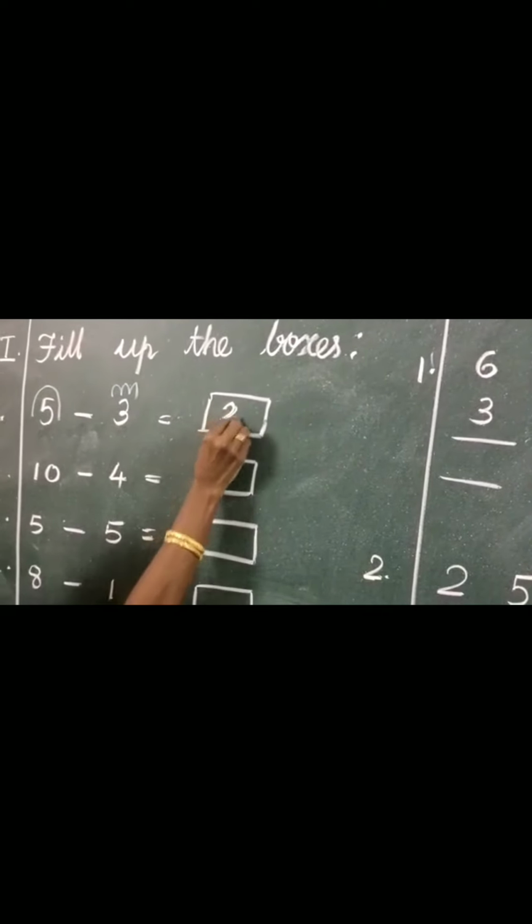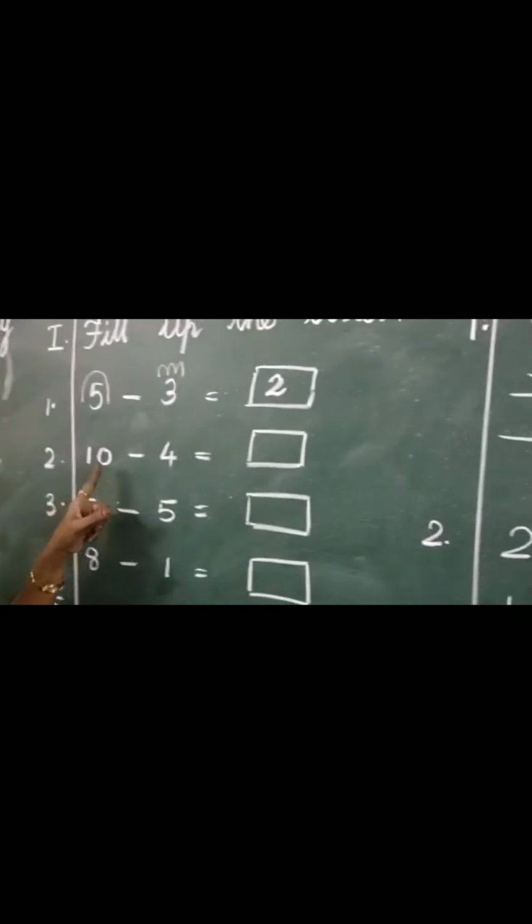Okay, it is the same as addition, but here you are taking the before numbers. So 5 before is 4, 4 before is 3, 3 before is 2. Okay, so next, 10 minus 4.